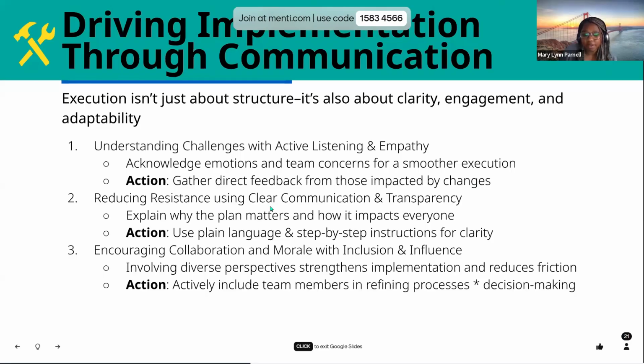We can reduce resistance by using clear communication and transparency. We explain why the plan matters and how it impacts everyone, using plain language and step-by-step instructions for clarity. We also encourage collaboration and morale with inclusion and influence. Involving diverse perspectives strengthens implementation and reduces friction, actively including team members in refining the process and in decision making. The underlying theme for all of this is having everyone involved and keeping that feedback loop open so that we can reduce resistance and have clear communication.